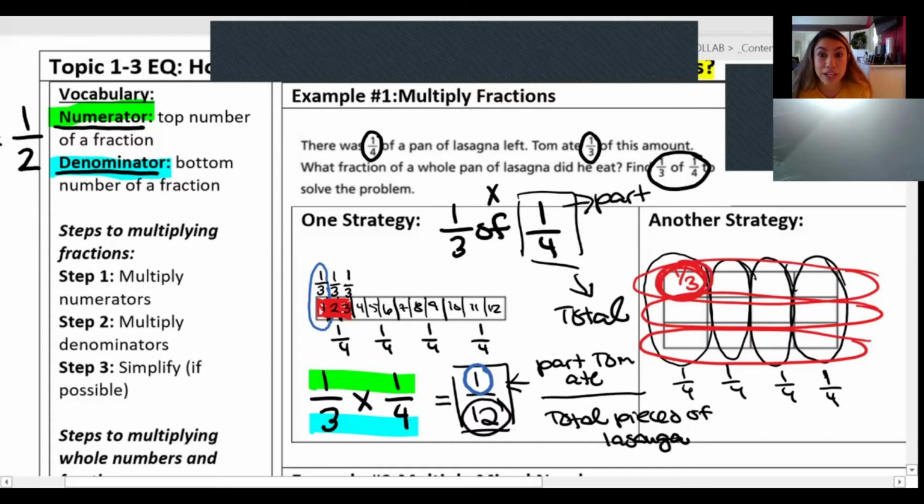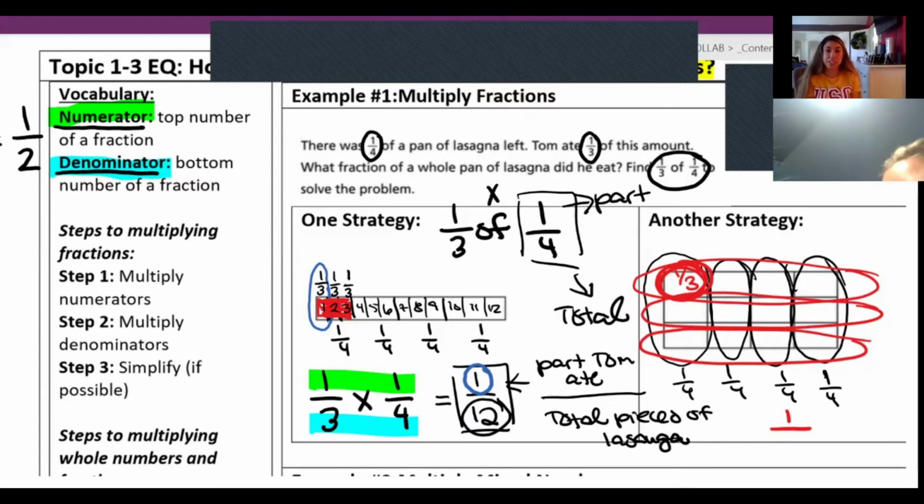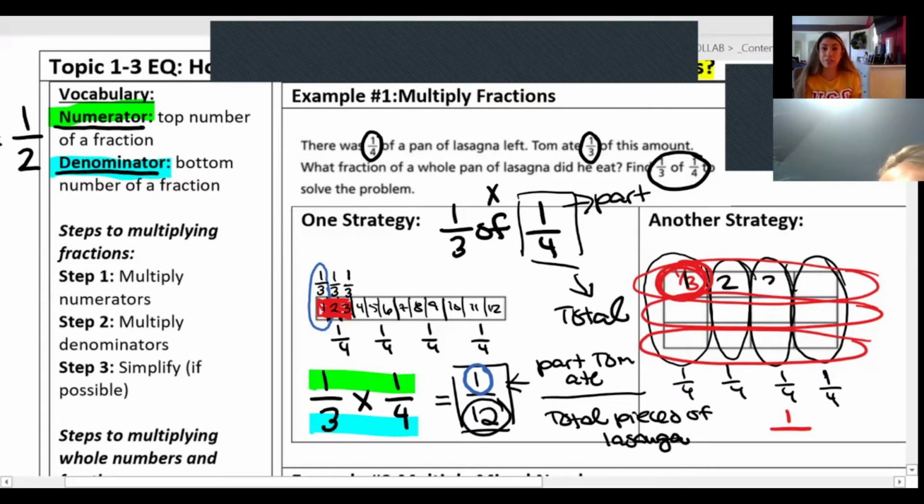And how many now do we have total after we cut this all up? If we count, we have 12. So this is another strategy of showing visually how we can multiply fractions.